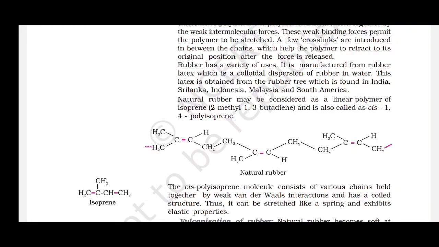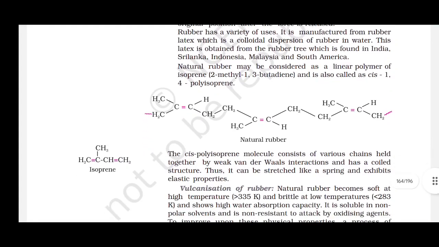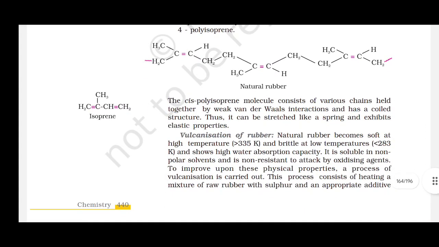cis-1,4-polyisoprene. So here you can see the structure of isoprene and you can also see how natural rubber looks, okay. The cis-polyisoprene molecule consists of various chains held together by weak van der Waals interactions and has a coiled structure. Thus, it can be stretched like a spring and exhibits elastic properties.